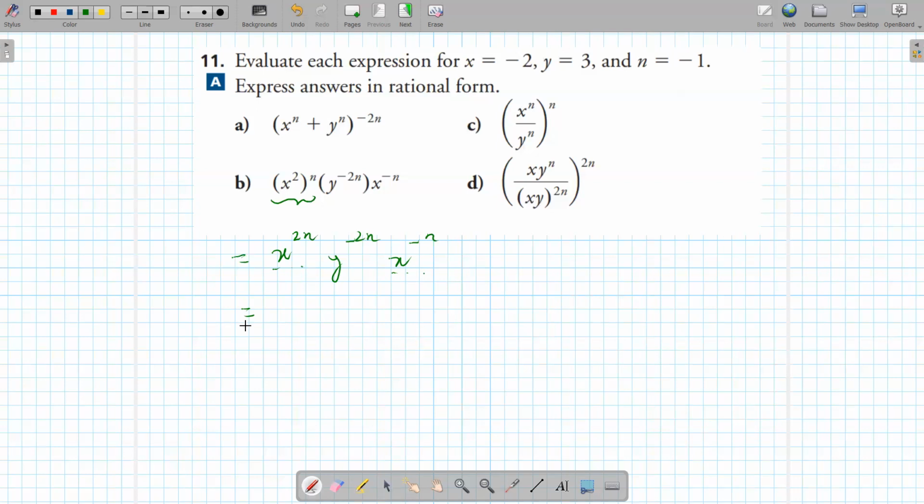X to the power of n. That's correct. You have x to the power of n, and what do we do with negative exponents? You put them under 1. Yeah, toss it in the denominator like that, and it becomes a positive, and this is as far as you can simplify this. And now you plug the numbers in. X is negative 2, n is negative 1, y is 3, and then 2 times negative 1 is negative 2, like that. Yeah? Now what do you do?